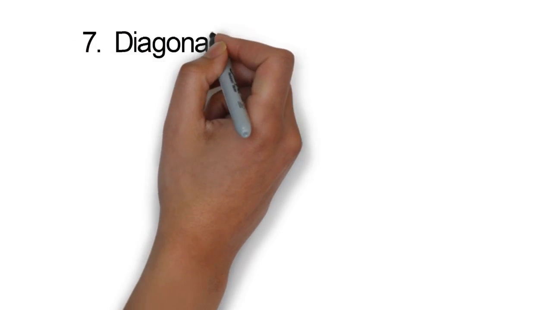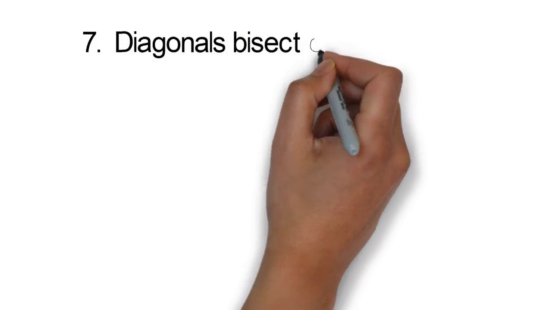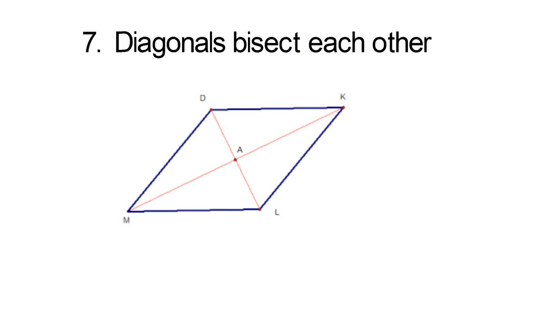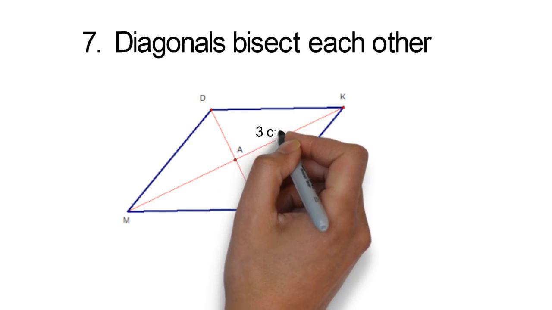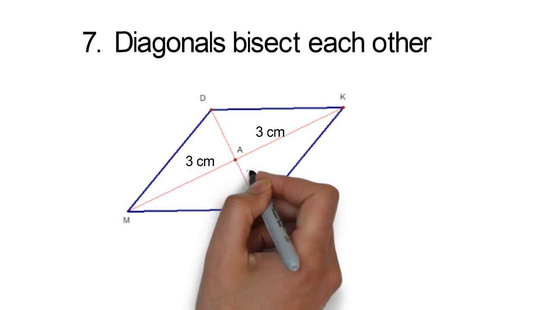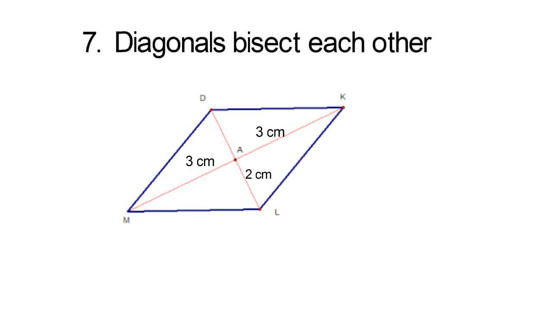7. Diagonals bisect each other. What do I mean by this? What this simply means is diagonals divide. When I draw 2 diagonals across the rhombus, it divides them into what? Equal parts. Can you see that? You have them to be of the same length.